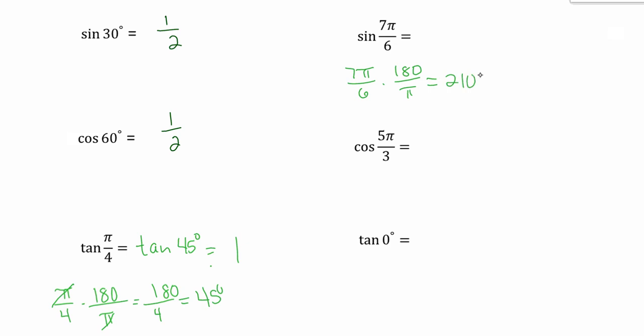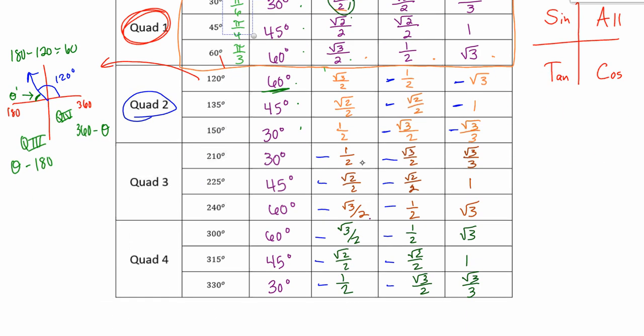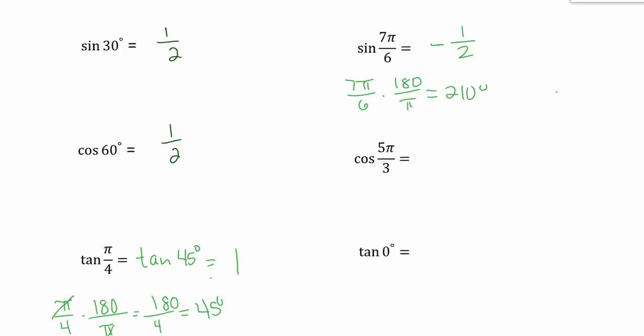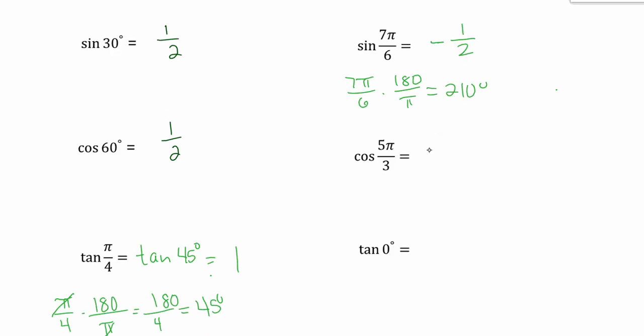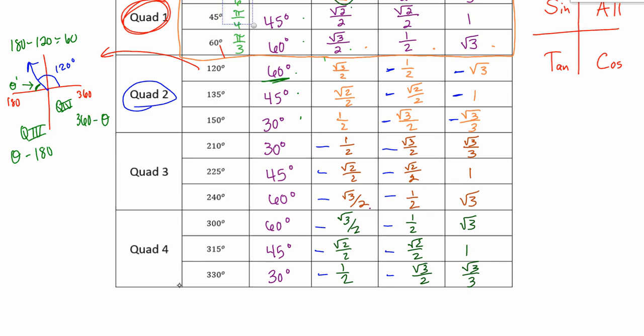That's 210 degrees, so sine of 210, looking back, here's sine, there's 210, it is negative 1/2. Right? Cosine of 5 pi over 3, that's actually 300 degrees. 180 over pi, cancels. Okay, cosine of 300, handy dandy table, 300, cosine is negative 1/2.